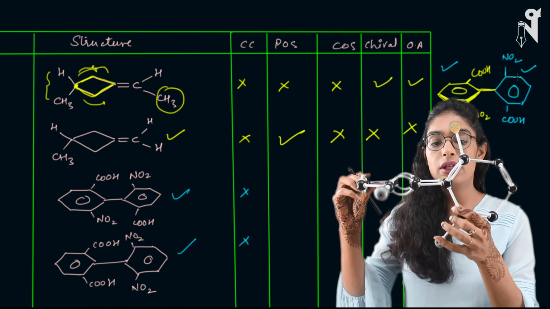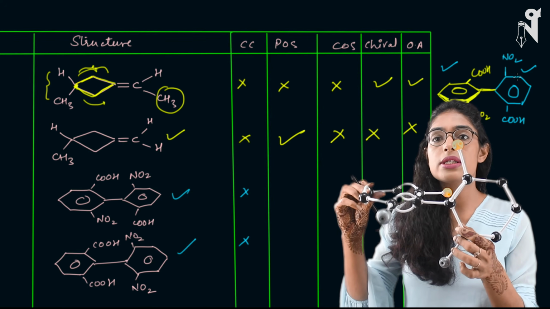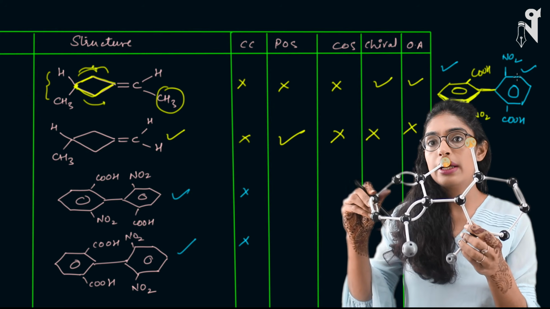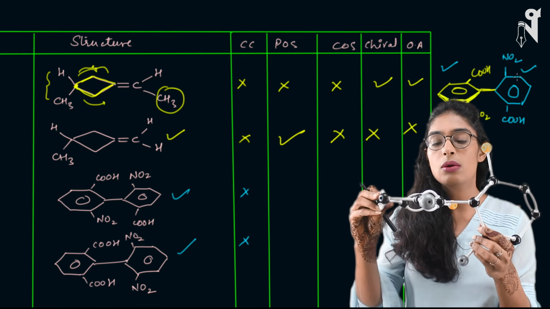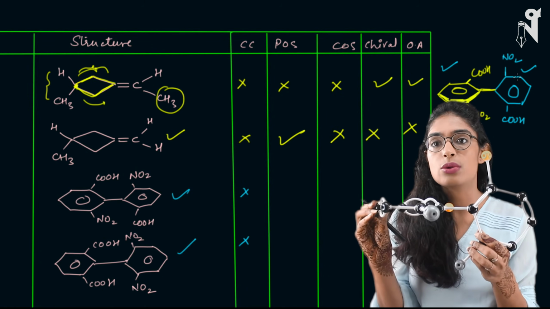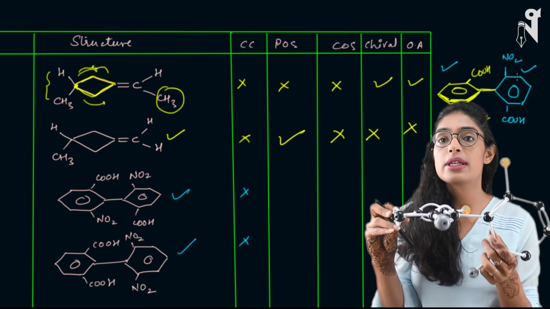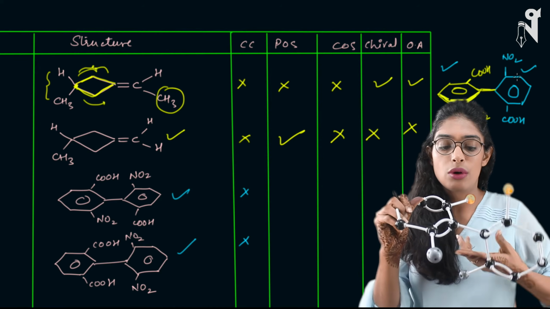This is one benzene ring. Here on the top, the yellow color ball is COH, the down gray color ball is NO2. Here is your NO2 and here at the back is your COH. So this is how they are in the perpendicular plane with respect to each other, two benzene rings. Okay, now we have to see whether we have POS and COS in this molecule or not.